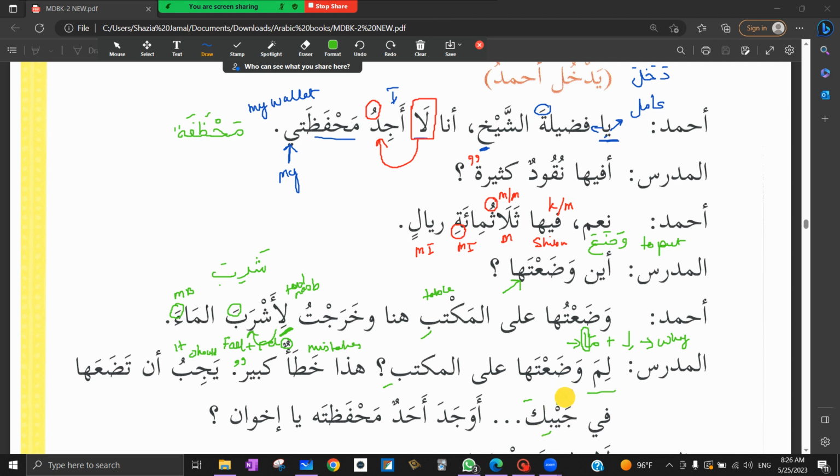Jayb means pocket. Pocket. Awajada ahadun mahfazatahu. Ya ikhwan. Did anyone find out? Ahadun means anyone. Awajada, this is the past tense. Ahadun, any one of you. Mahfazata, this is the maf'ul bihi case. The hu means his. This his means whose? Ahmad's. Ya ikhwan.